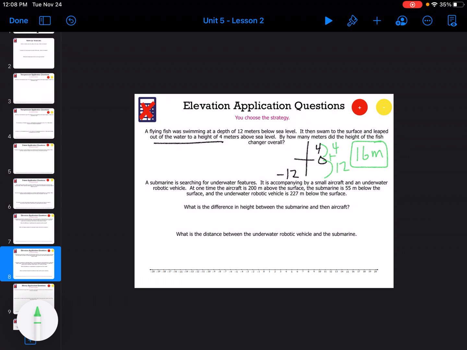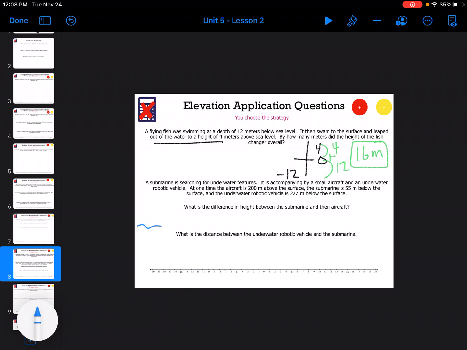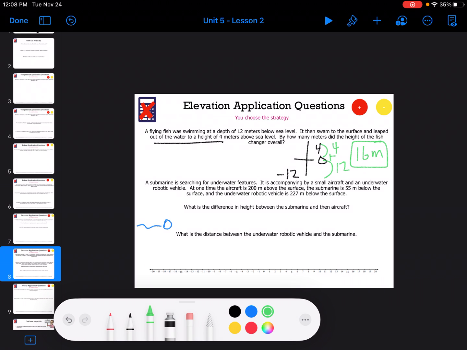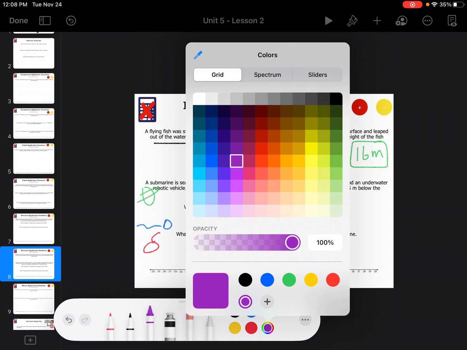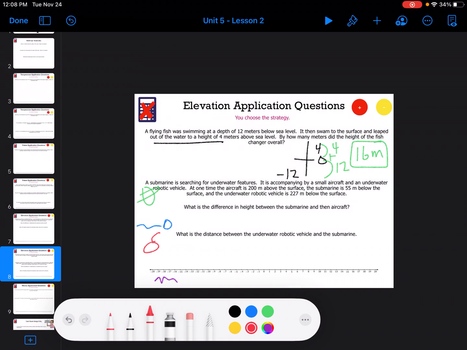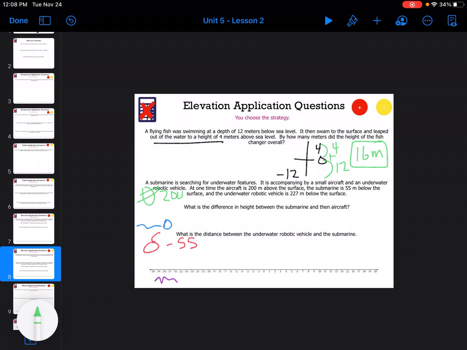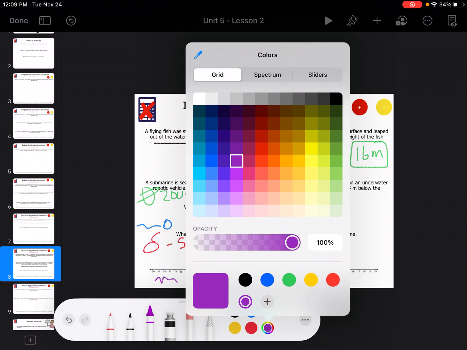Now we have another one, same concept, with the submarine and the underwater vehicle. So I'm going to draw myself another picture. I have my 0. I know that the aircraft, and I know I have a submarine, and then I know I have an underwater vehicle. Okay, I know that the submarine is 55 meters below sea level, so that's going to be negative 55. I know the aircraft is 200 meters above sea level. And I know that the robotic vehicle is 227.